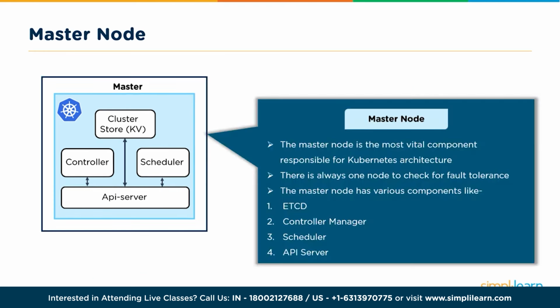What runs in the master node? The master node, without saying, is the most important component of any cluster. If you're running a cluster with only one master node and your master node goes down, there's no other way that any user can talk to the different nodes in the cluster. So the master node is the most vital component responsible for the complete Kubernetes cluster. There should always be one node running as a master node. That's the bare minimal requirement for your cluster.